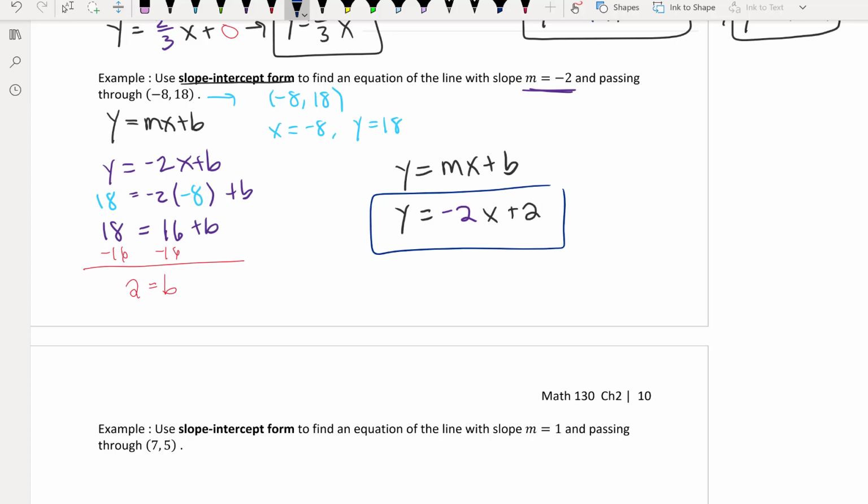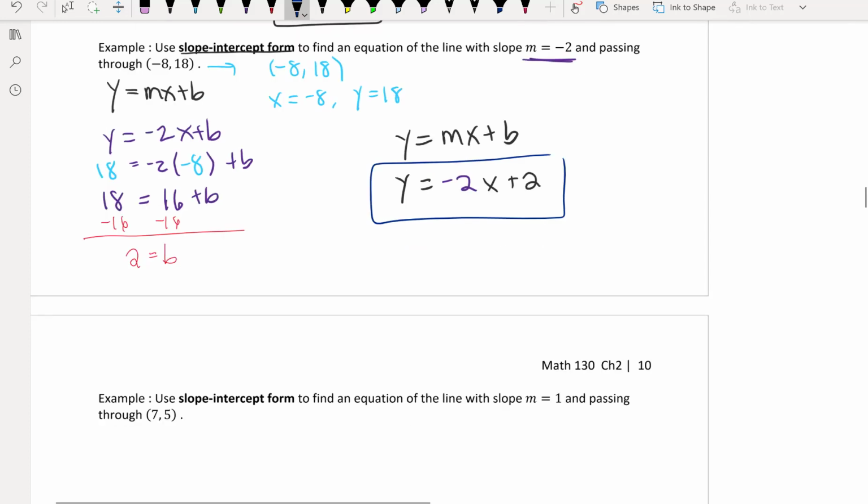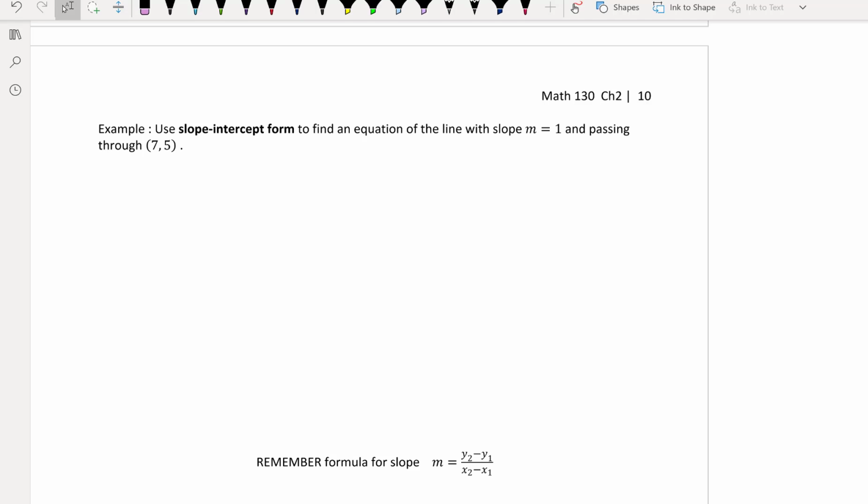So that's going to be my final answer. So we're going to do the exact same thing for the next example. Now we have a different slope, which is fine. My slope here is m equals -1. And here I have the ordered pair such that x is equal to 7 and y is equal to a positive 5. So I have y is equal to mx plus b.